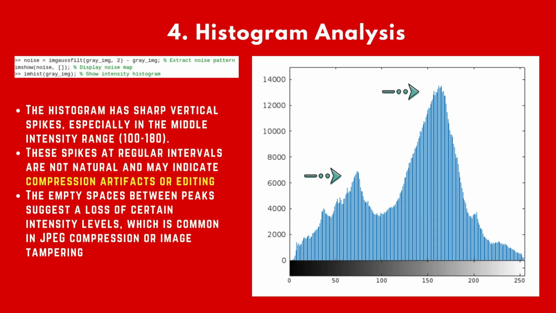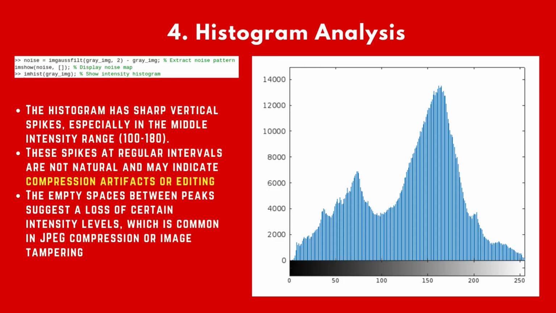The histogram has sharp vertical spikes, especially in the middle intensity range, 100–180. These spikes at regular intervals are not natural and may indicate compression artifacts or editing. The empty spaces between peaks suggest a loss of certain intensity levels, which is common in JPEG compression or image tampering.